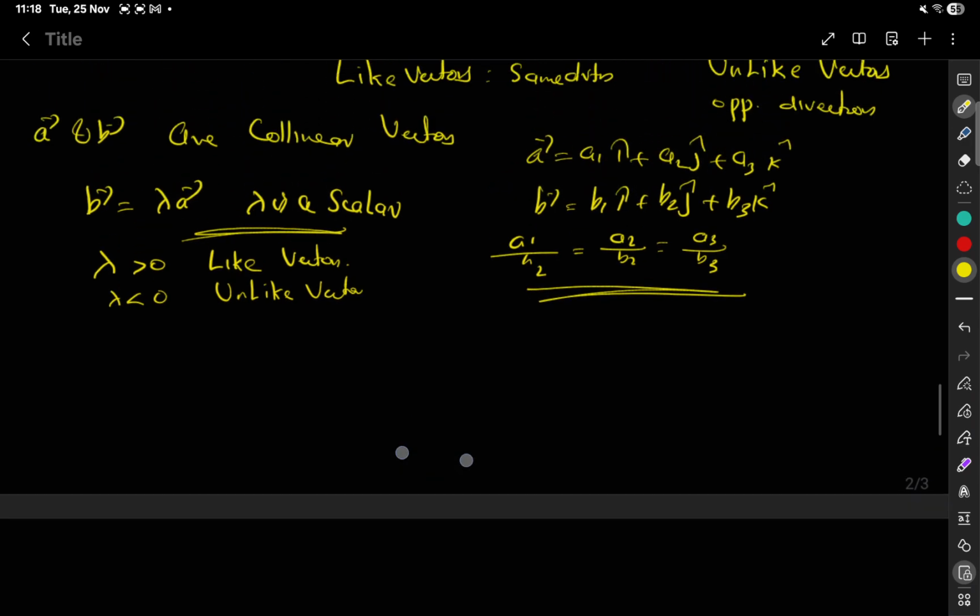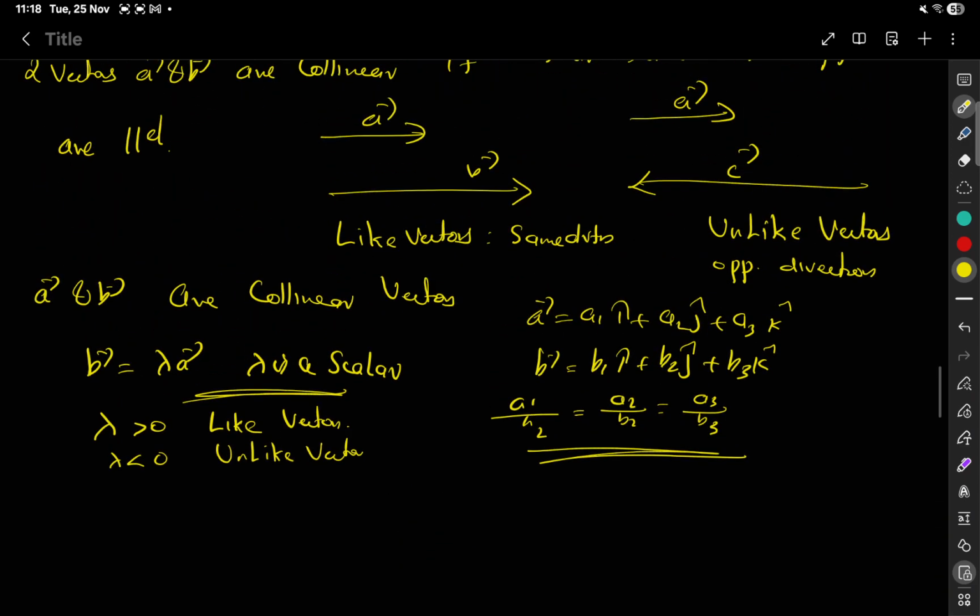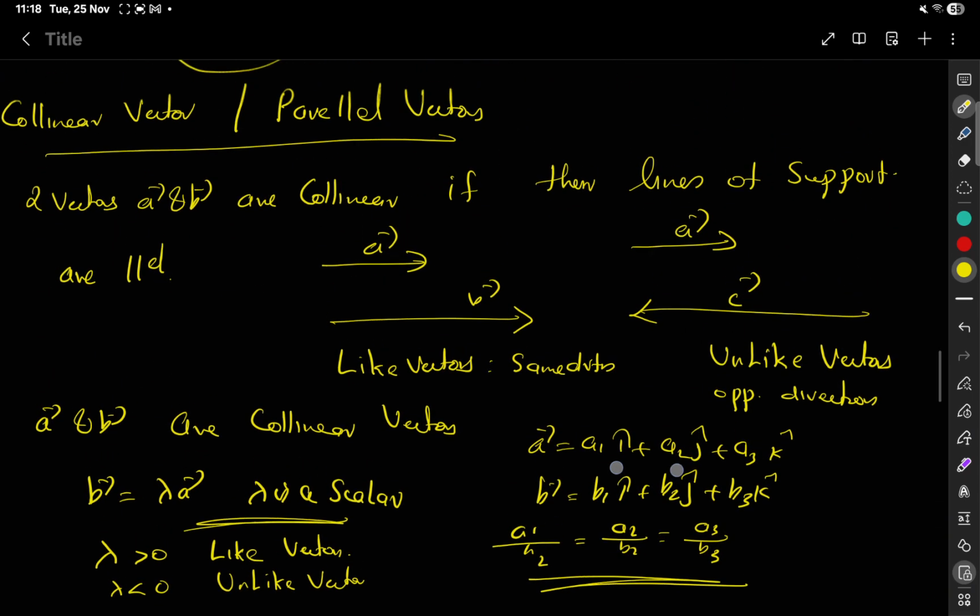Okay. Next, so collinear vectors we studied. Next, we need to study coplanar vectors. Collinear vectors are two vectors whose lines of support are parallel. In which two types are there: like vectors and unlike vectors. Like vectors means same direction. Unlike vectors means opposite direction.